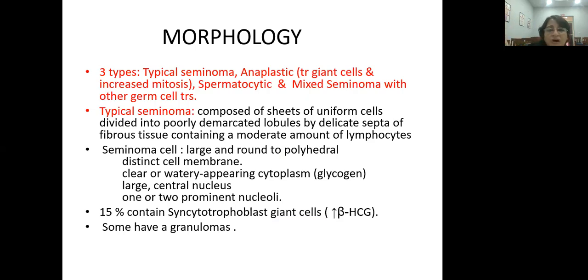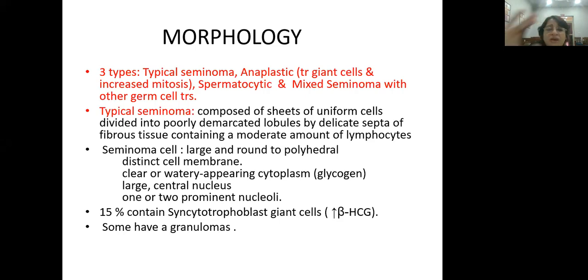So on microscopic examination, this is the microscopic morphology. Testicular seminomas are divided into three types: the typical seminoma, also known as the classical seminoma, the anaplastic seminoma, and the spermatocytic seminoma. Now we don't call it spermatocytic seminoma anymore, we call it spermatocytic tumor. And then there is a mixed category, in which seminoma is mixed with other germ cell tumors, meaning seminoma with yolk sac tumor, embryonal carcinoma, or choriocarcinoma.